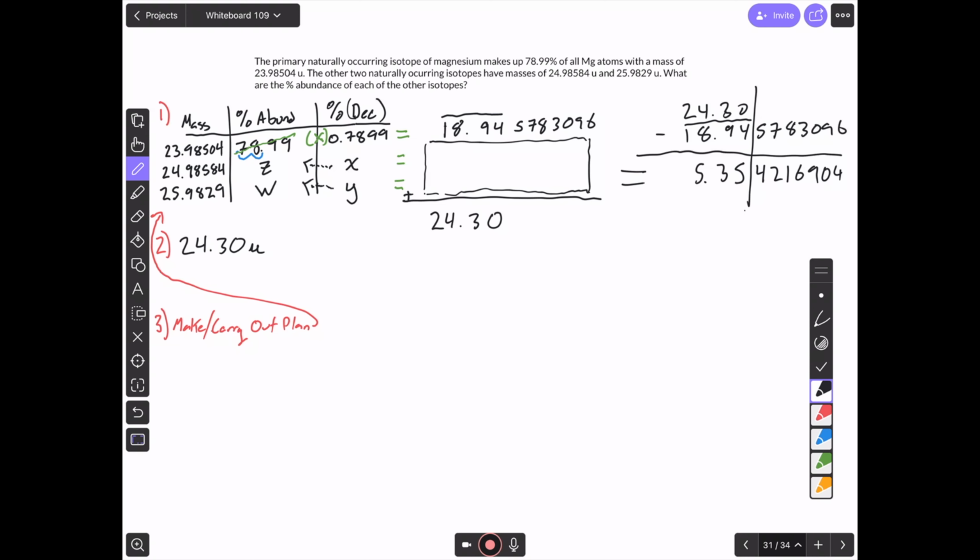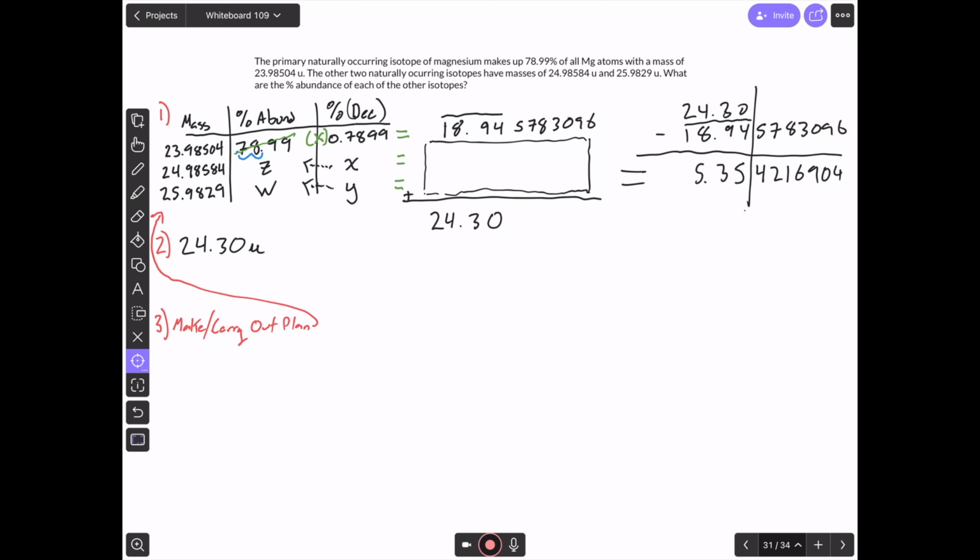So now here's where the new part comes in, where we have to use what's called a systems of equations. This is an algebra skill you probably learned, maybe some of you a while ago, maybe some of you more recently. And we have to think algebraically now. So what we want to understand is this.